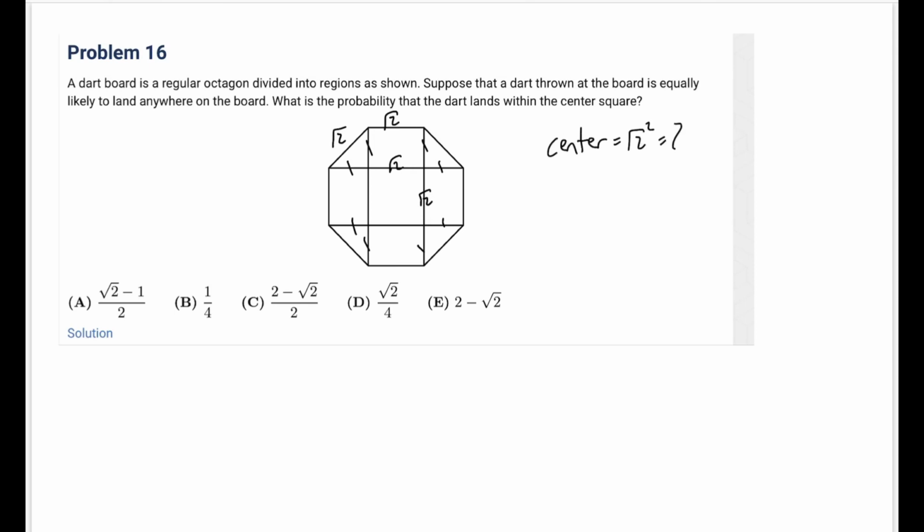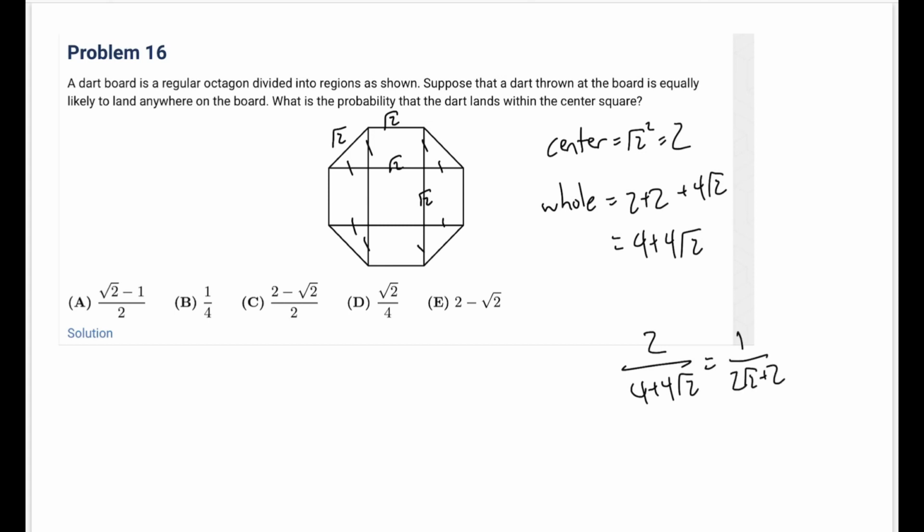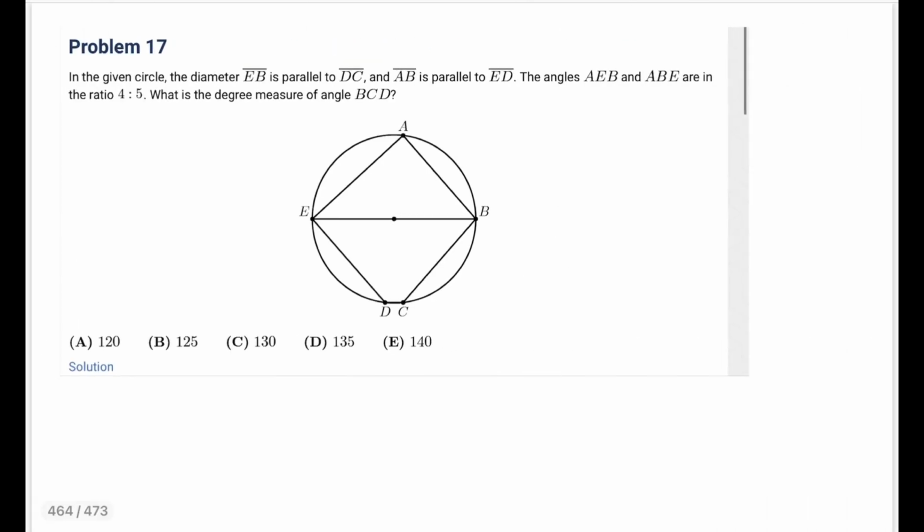So this would be root 2, and this would also be root 2, and so the center would be root 2 squared is 2, and the whole would be, this is 2, plus this is 1, 1, so plus 2 plus, and then this is root 2 times 4, right? 4 root 2, this is 4 plus 4 root 2, and so the dart lands in the center square. This is 2 over 4 plus 4 root 2. This is 1 over 2 root 2 plus 2. This is 2 root 2 minus 2 over 4, so it's over 4. Divide this by 2. Root 2 minus 1 over 2. The answer is A.